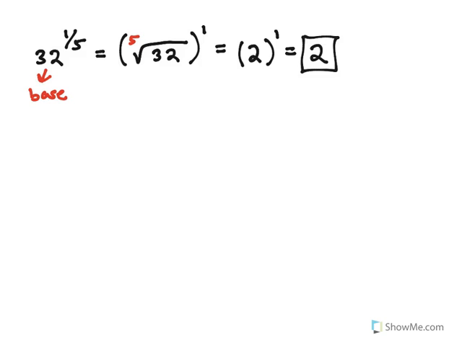So if you want to do it the other way that I showed you, then you can say, what number raised to the 5th power equals 32? Then you have to think, what number multiplied by itself 5 times gives me 32? Well, it has to be 2.